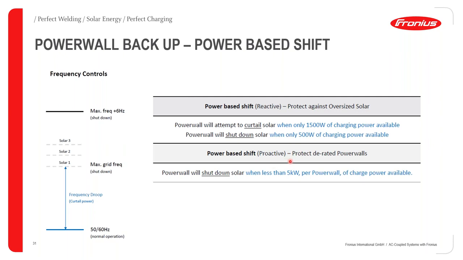We then have a look at the proactive approach. The proactive approach protects against any derated Powerwalls. As you know, given time, 15, 20 years, any electronic device will derate. Sometimes it could reach such a level that the output power is changed completely. So in this scenario, the Powerwall will shut down solar when less than 5 kilowatts per Powerwall of charging power is available. But as I said, this is something very futuristic. In 10, 15 years' time, when the system depreciates or decreases output power due to age, you will still get that sort of protection.